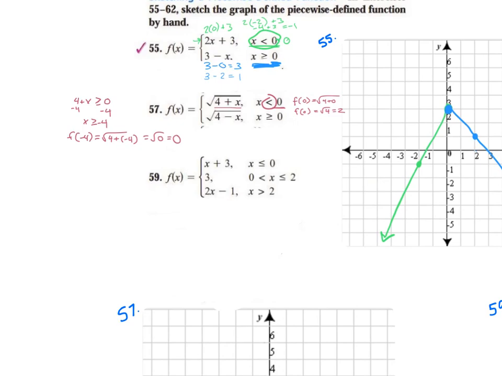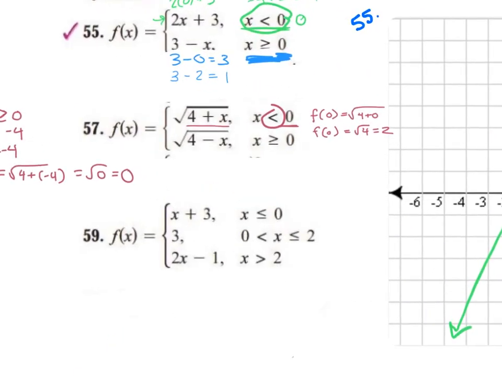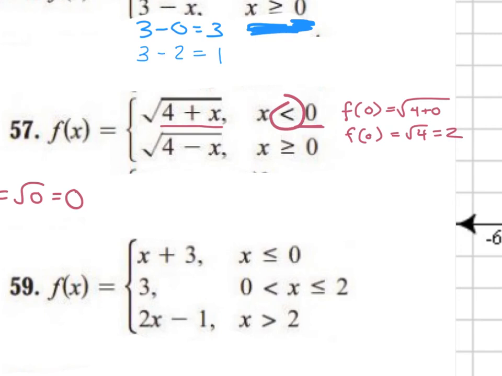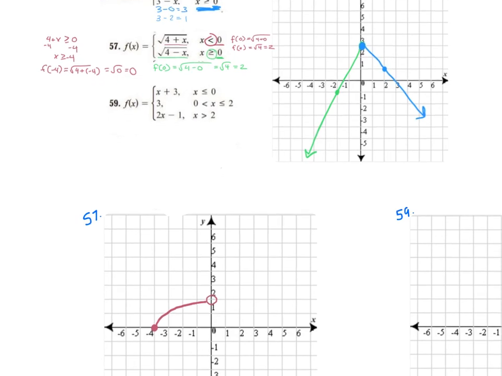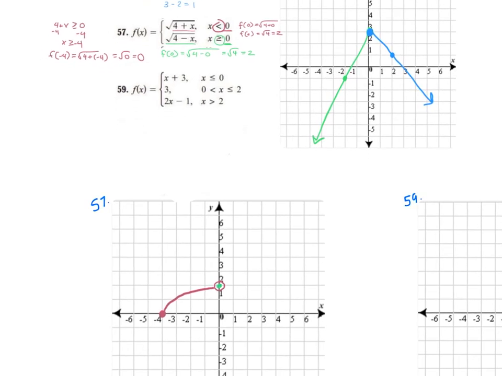Now for the second part of our piecewise function, it's when x is greater than or equal to 0. So we're going to start by plugging in this 0, and we plug it into our second function here. So f of 0 is the square root of 4 minus 0, which is the square root of 4, which is 2. And then we see this greater than or equal to sign, so we're going to put a closed circle here. So when x is 0, y is 2.